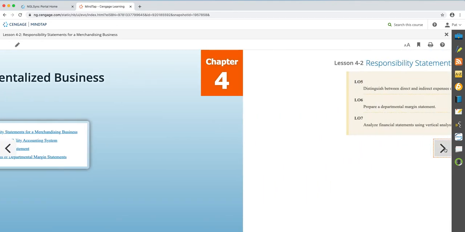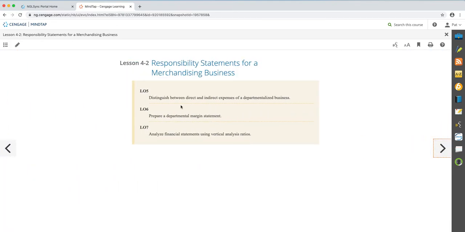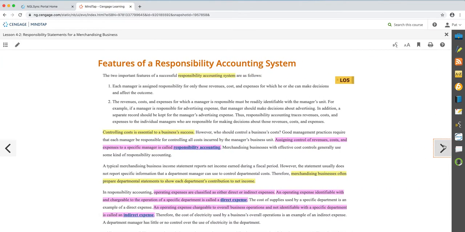This is for two notes. We're going to be talking about breaking down their financial statements a little bit by department, filling out a margin statement, doing indirect and direct expenses. And we used to call them component percentages. Now they're ratios, very similar stuff.